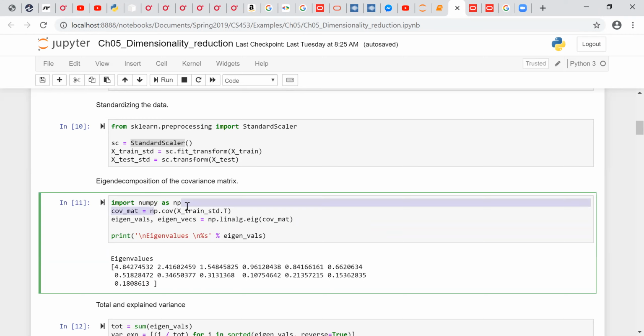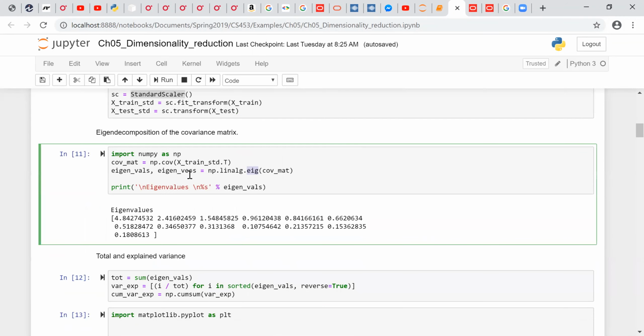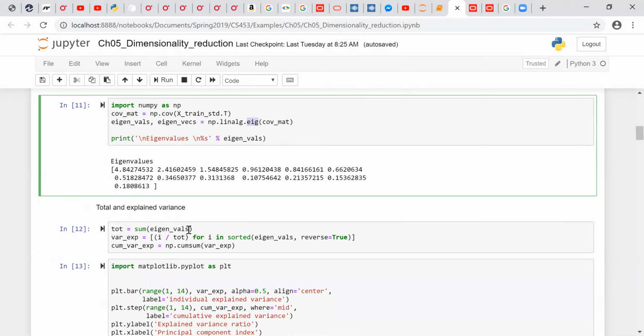Here it shows how to do the covariance matrix calculation, because NumPy also provides a covariance function. With your data, you can find the covariance matrix. Once you have the covariance matrix, if you call NumPy's eigenvalue and eigenvector function, you can find its eigenvalues and eigenvectors. The number of eigenvalues is the same as the number of features you have.